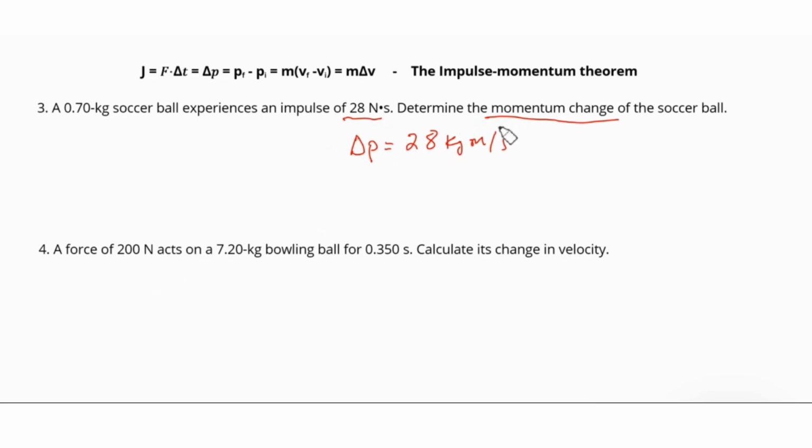It usually traps the kids when they're trying to figure out, wait a second, I need to use this somewhere or multiply them or whatever. Nope, nothing else. Just pay attention that the impulse is this, momentum change will be the same. A force of 200 newtons acts on a 250 kg ball for 0.5 seconds. Calculate its change in velocity.